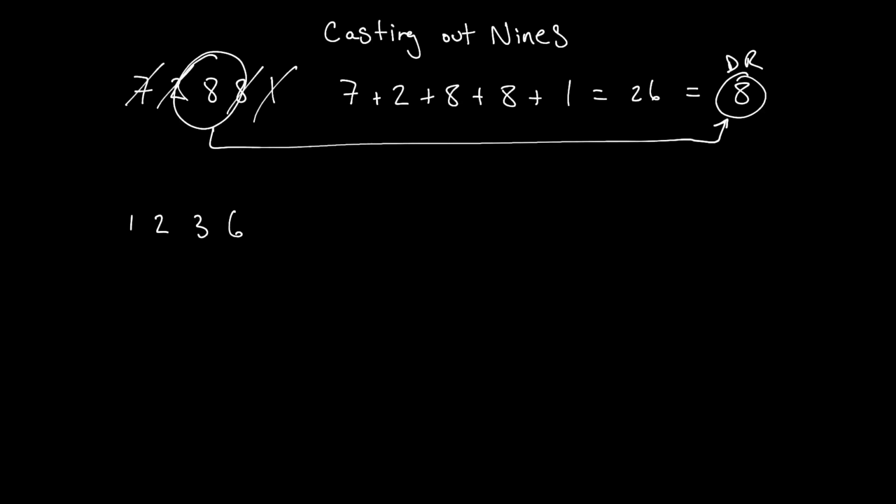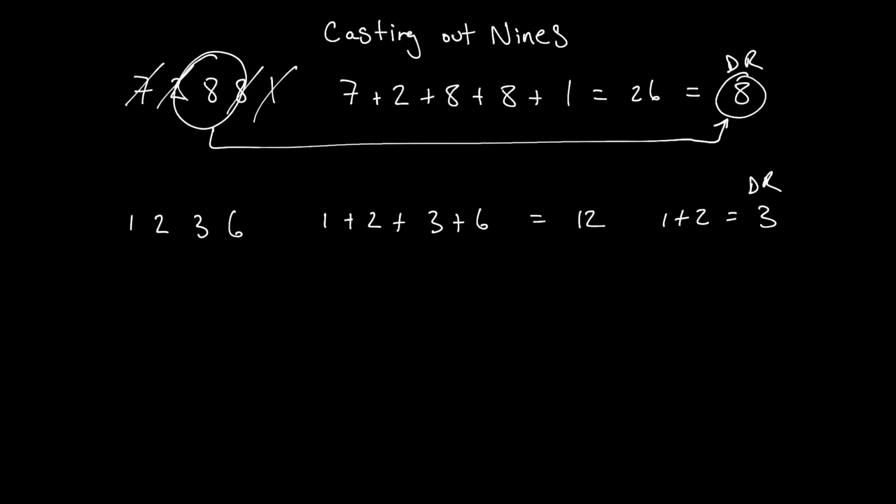Let's try another problem. Next number down, 1,236. Let's find the digital root, how I showed you from the last lesson. 1 plus 2 plus 3 plus 6. 1 and 2 is 3. 3 and 3 is 6. 6 and 6 is 12. 1 plus 2, that equals 3. So there's our digital root, the number 3.